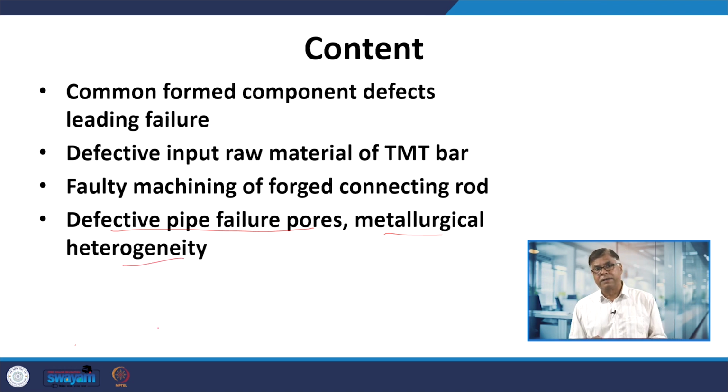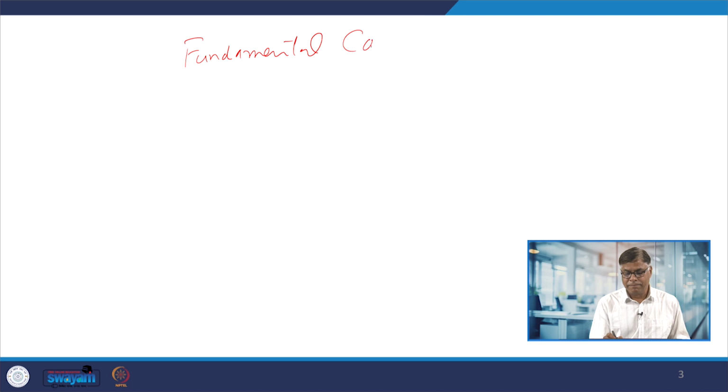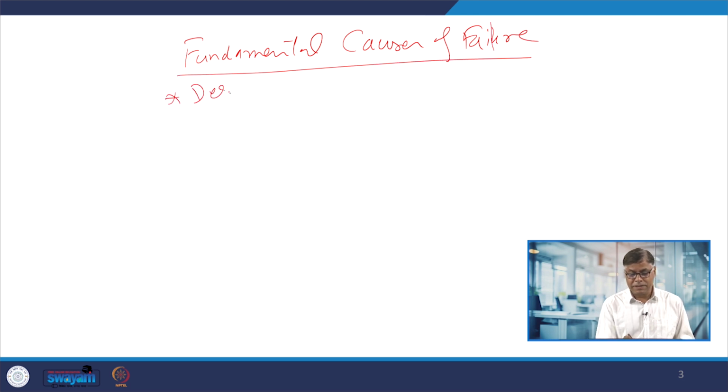So, these are the three different case studies we will be taking up in this presentation. Whenever a component is received for failure analysis, we need to keep all the aspects in mind. And what are all those aspects? All fundamental causes of the failure must be kept in mind.